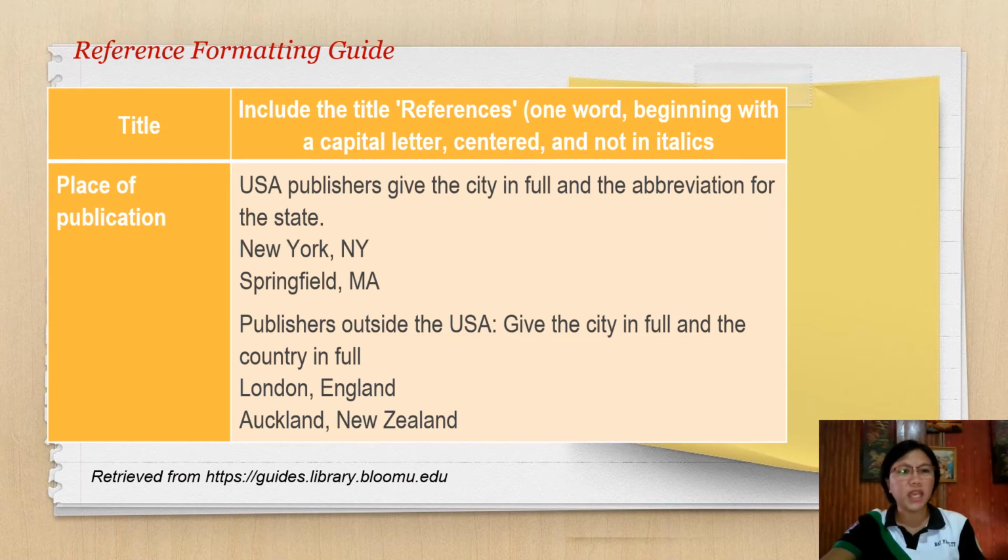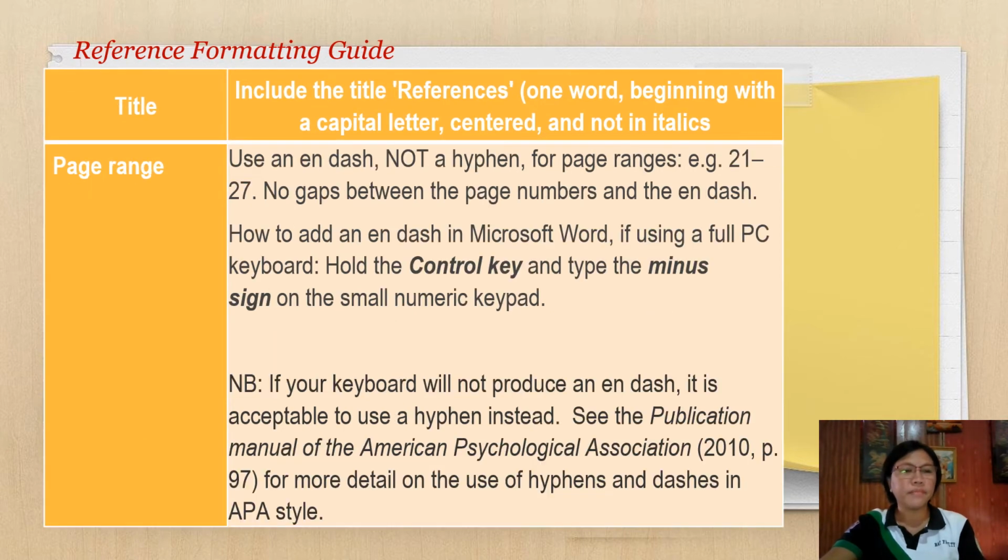For the place of publication, USA publishers give the city in full and the abbreviation of the state. Say, for example, New York, NY, Springfield, MA. Publishers outside the USA give the city in full and the country in full. Say, for example, London, England, Auckland, New Zealand. For the page range, we have to use an en dash, not a hyphen, for page ranges. Example, 21 to 27. No gaps between the page numbers and the en dash.